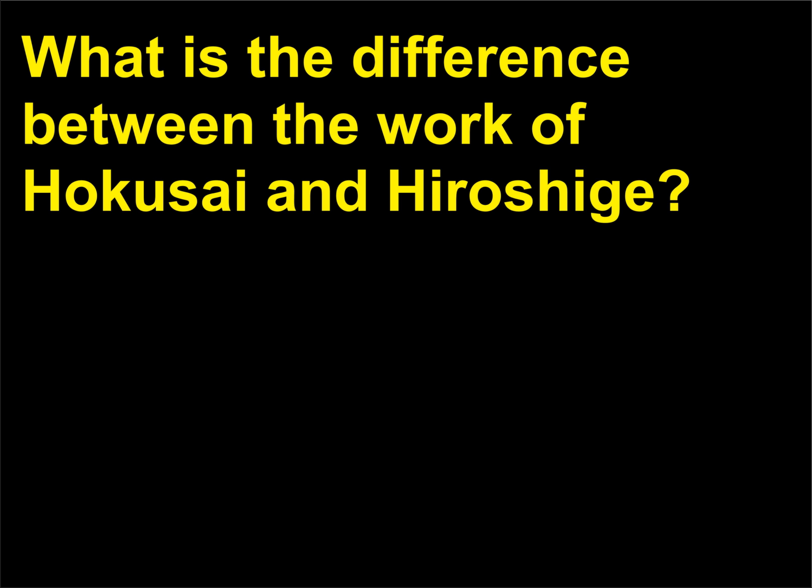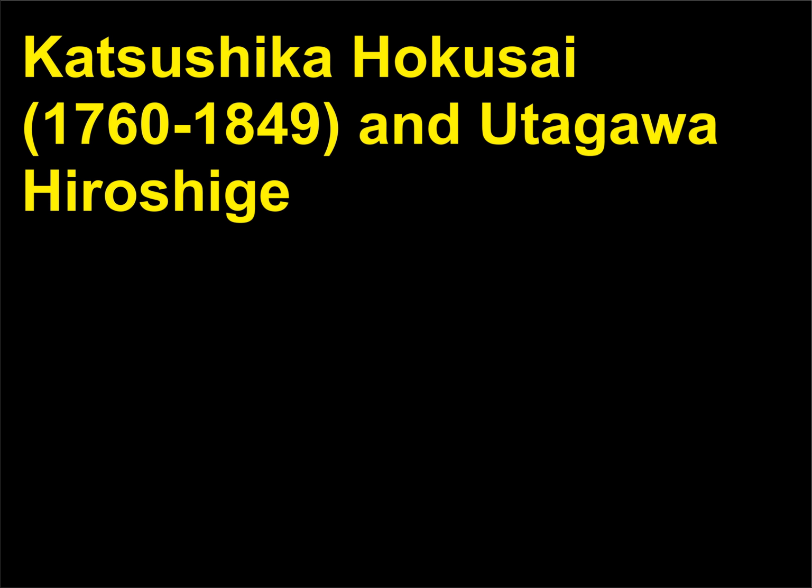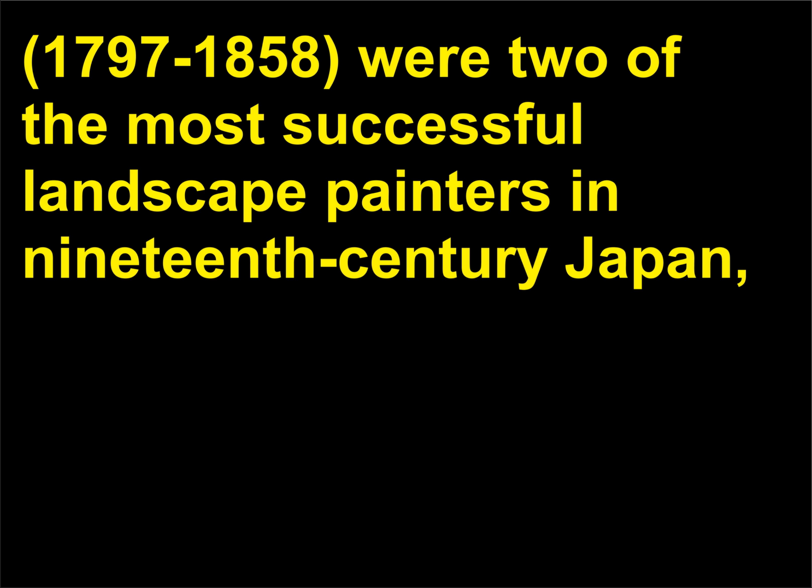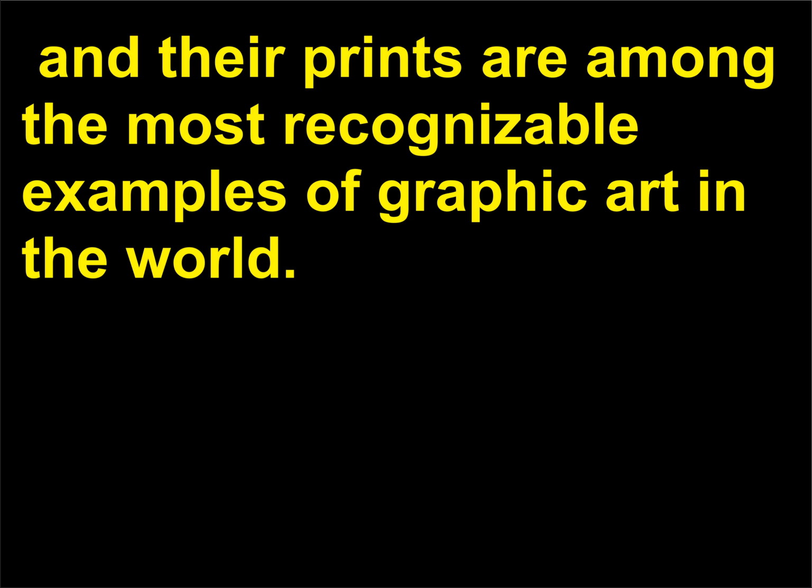What is the difference between the work of Hokusai and Hiroshige? Katsushika Hokusai, 1760 to 1849, and Utagawa Hiroshige, 1797 to 1858, were two of the most successful landscape painters in 19th century Japan. And their prints are among the most recognizable examples of graphic art in the world.